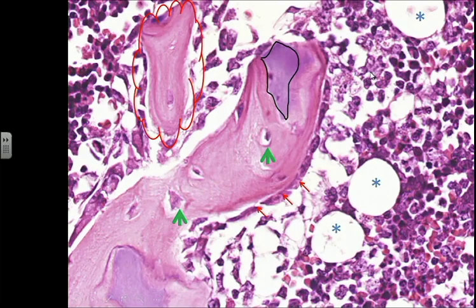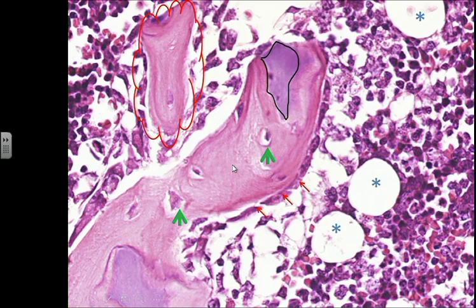So in the first video, I will speak about bone matrix. Bone is divided into two things, cells and matrix. We'll start with speaking about the bone matrix. This is a section of bone taken from a child. This is how pathologists see bone.